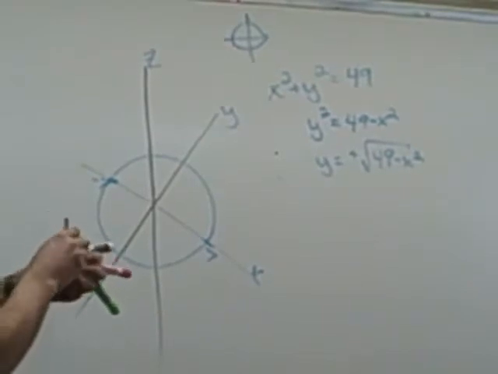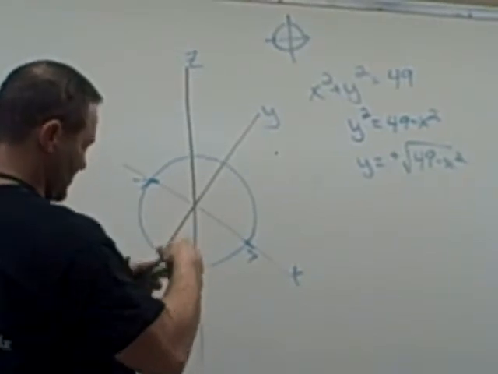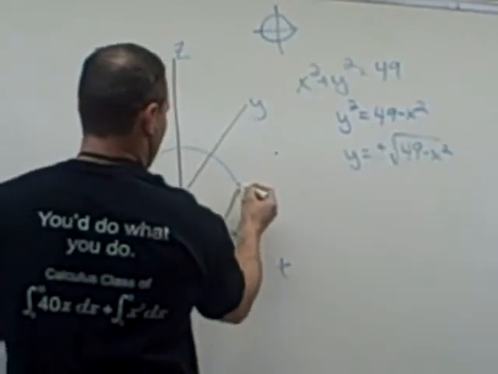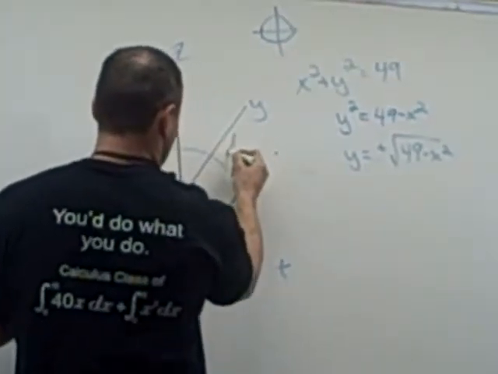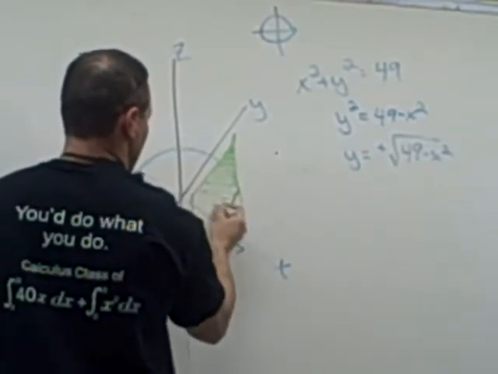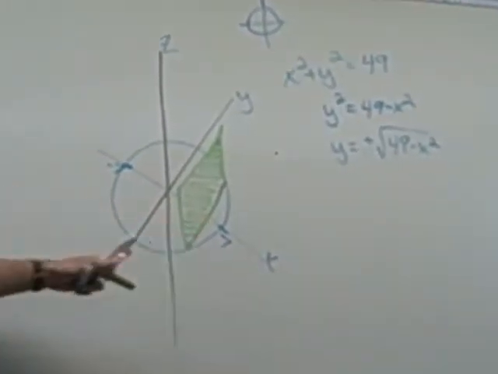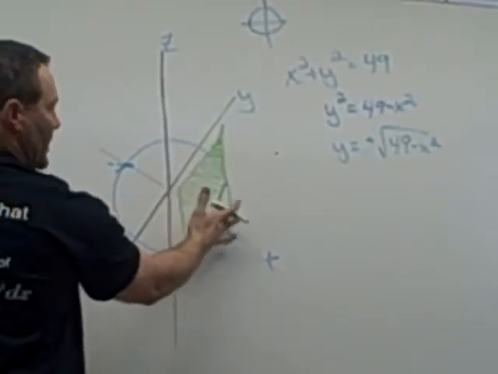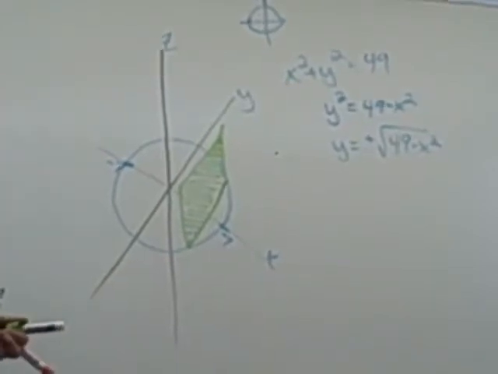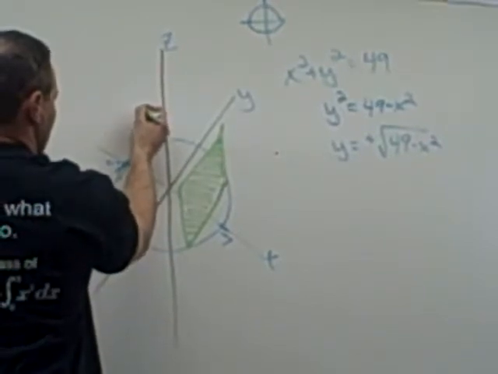So let's say I have cross sections. Let's say that the cross section is going to be a square whose base is found on the circle. Imagine infinitely many squares here that are going to form a solid. If there's a square right over here, this is what it would look like.